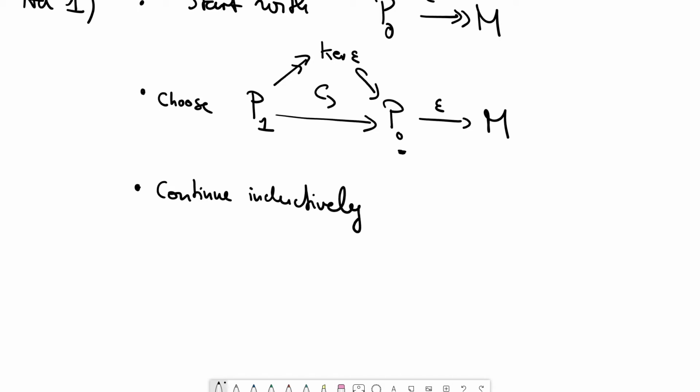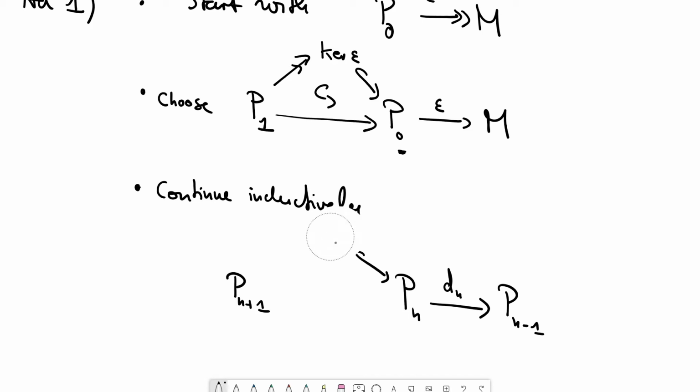So for Pn, we are already done with our work. We've built this part up to degree n. So this part of the projective resolution, we want to find a Pn plus 1 that should surject onto, let's call it Dn. And then we look at the kernel of Dn here, and we choose any projective module that surjects onto it, and define Dn plus 1 as the composition.